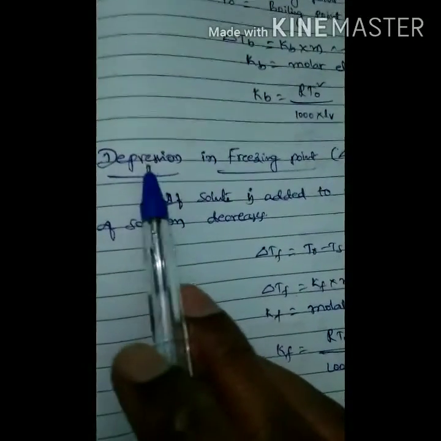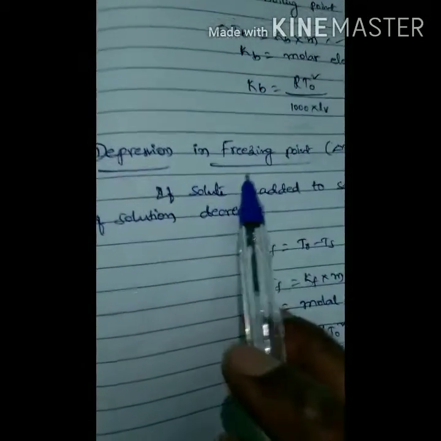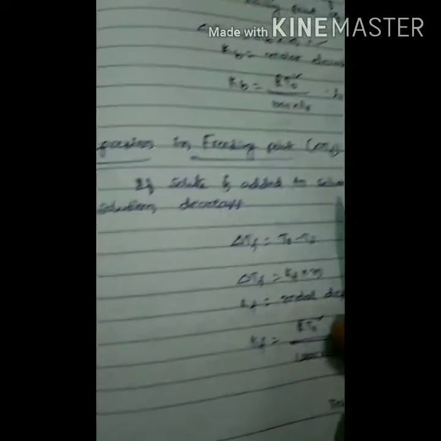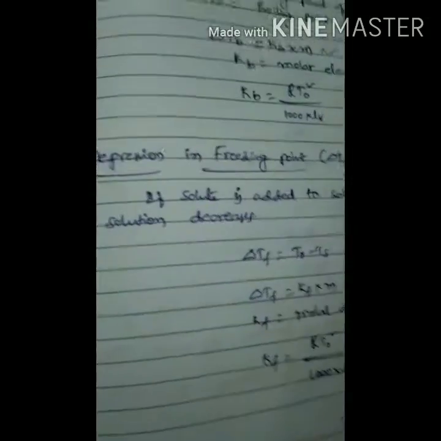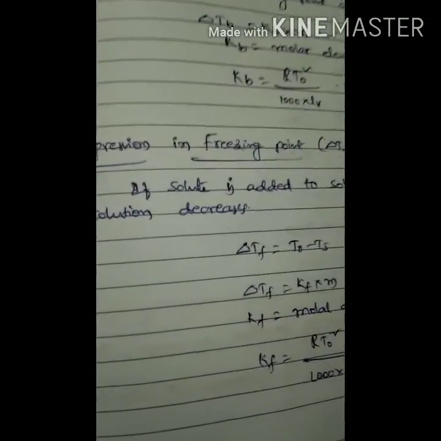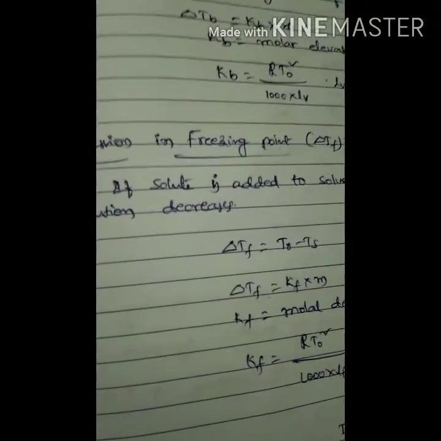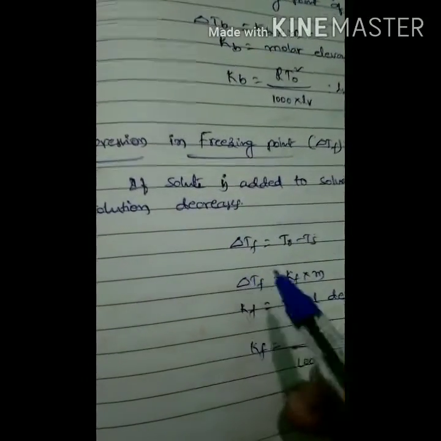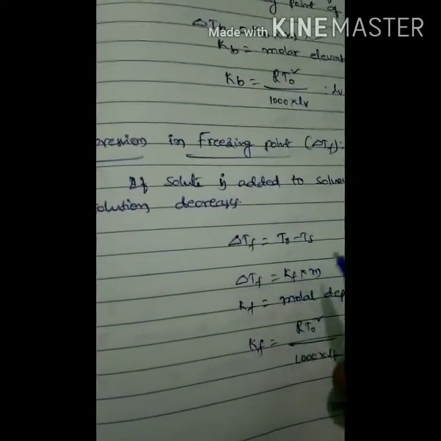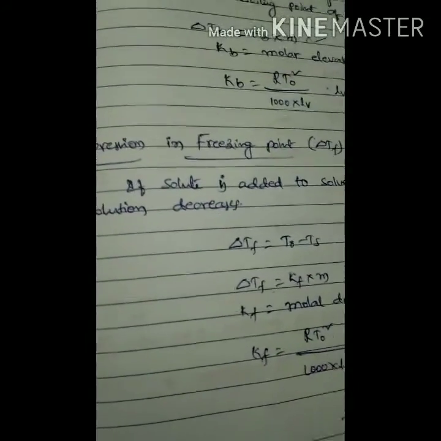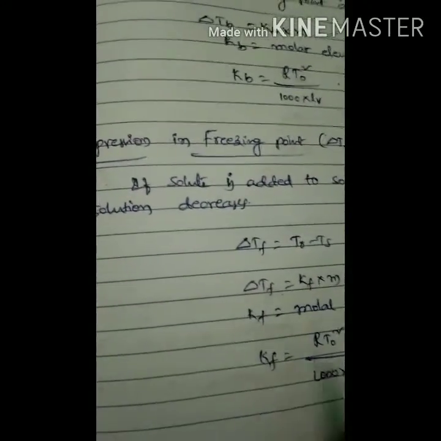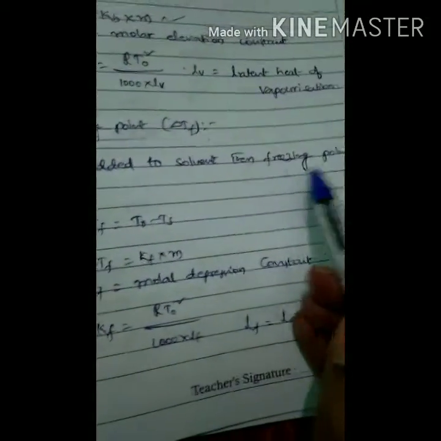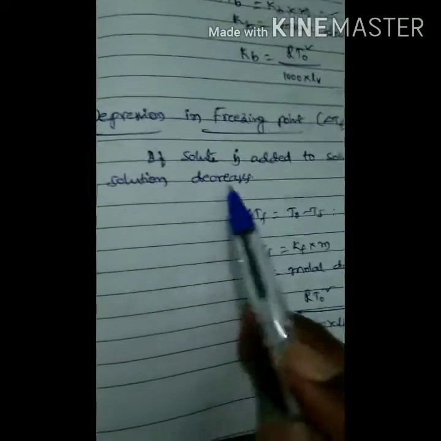Depression here means decreases. So depression in freezing point is represented by delta TF. If suppose take water, the boiling point of water is 100 degrees temperature, but the freezing point of water means 0 degrees temperature. That means at 0 degrees temperature water is converted into ice, nothing but solids, that is present in solid state. If any solute is added to solvent, then freezing point of solution decreases.